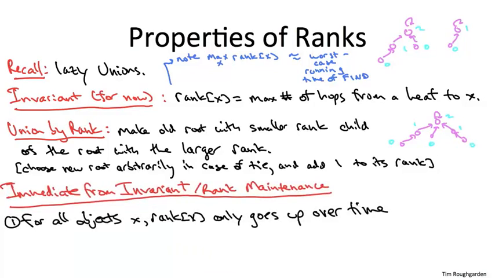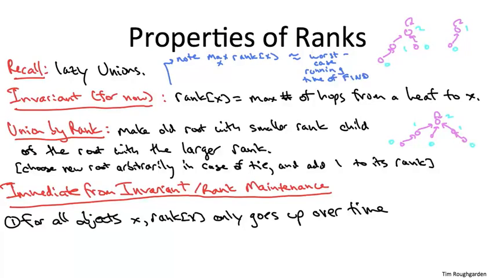So let's begin the analysis with a few simple but useful properties that follow immediately from our invariant, from the way that we change the ranks of objects as we do finds and as we do unions. So the first simple property is: focus on your favorite object x and watch this object's rank change over the course of the data structure as we do finds and unions.